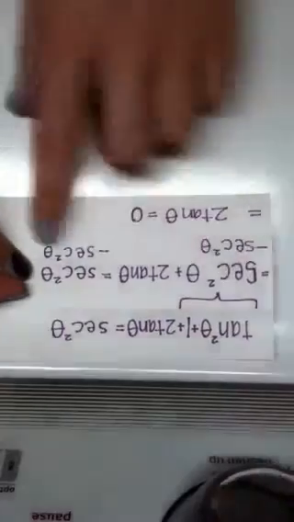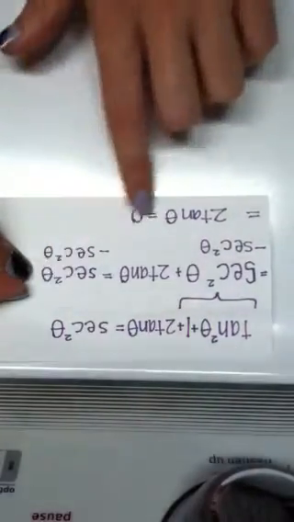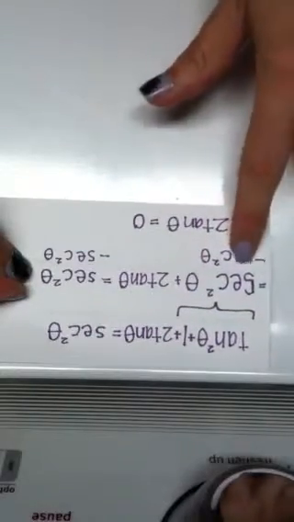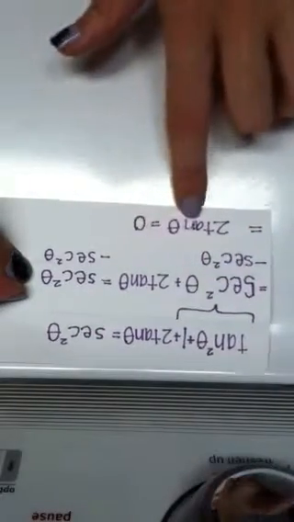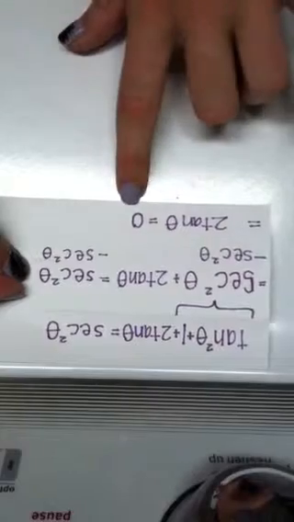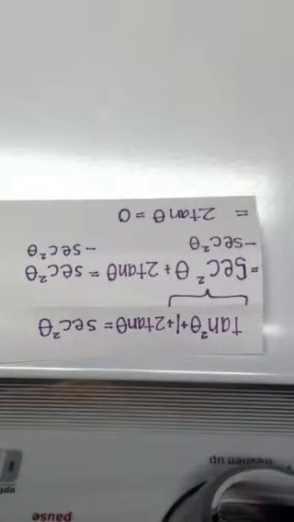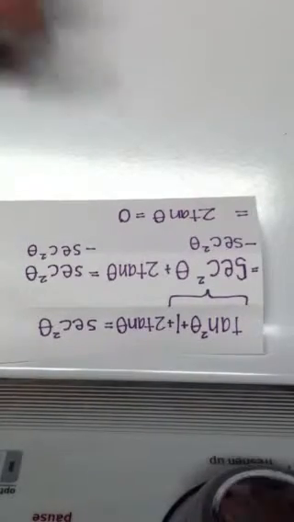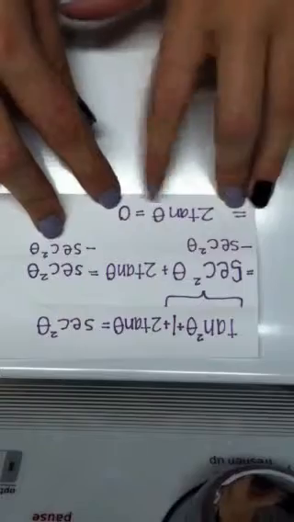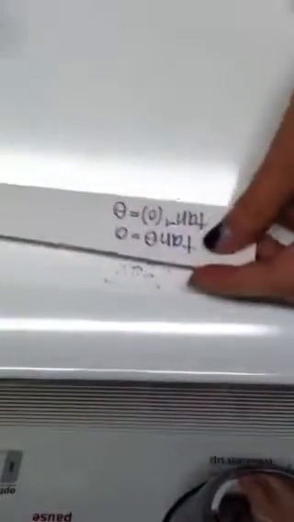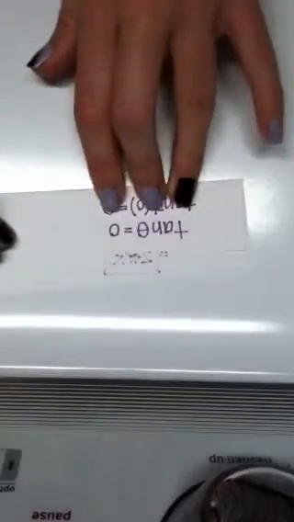And when we subtract it, this will end up equaling 0, and this will cancel each other out, and we'll just be left with 2 times tangent theta equal to 0. Now it's pretty simple to solve for theta. We divide 0 by 2, and we divide this side by 2, and that just equals 0 again, so we just are left with tangent of theta is equal to 0.